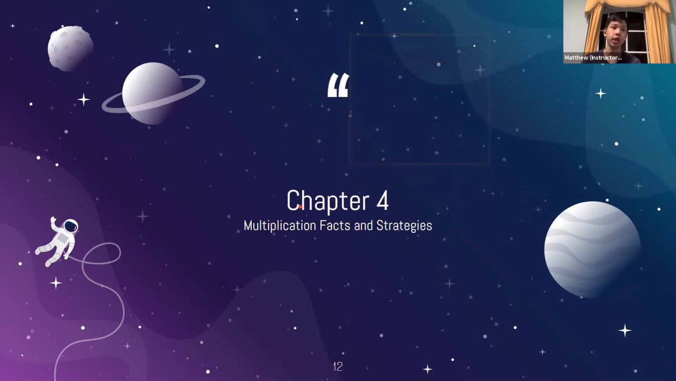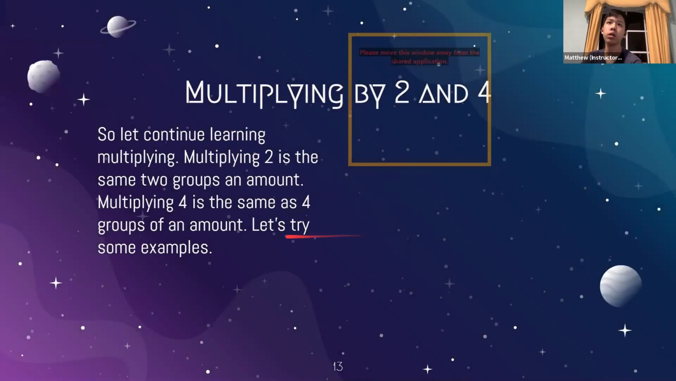Multiplication facts strategies. So, let's try it. Multiply by 2 and 4. Multiplying by 2 is the same as putting 2 groups of an amount, and multiplying by 4 is the same as putting 4 of an amount, as I've said.